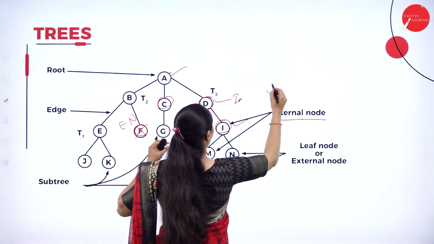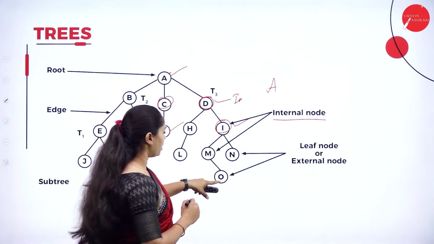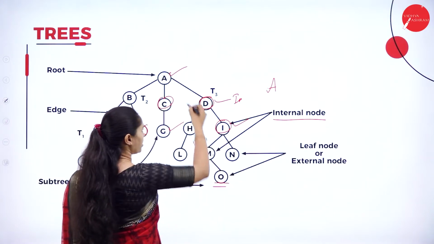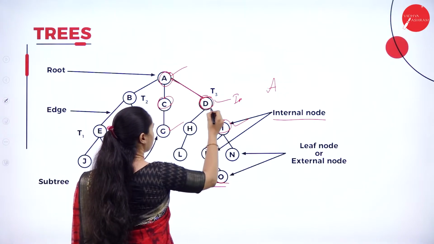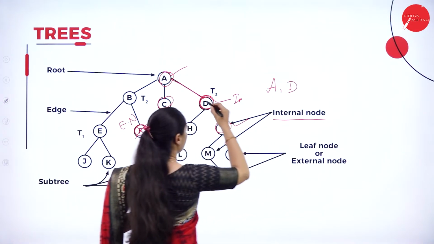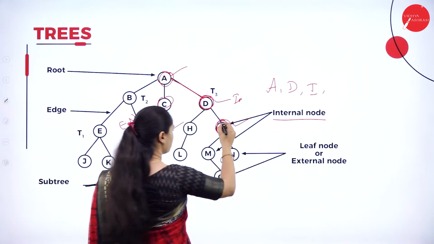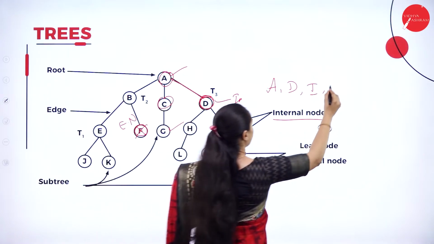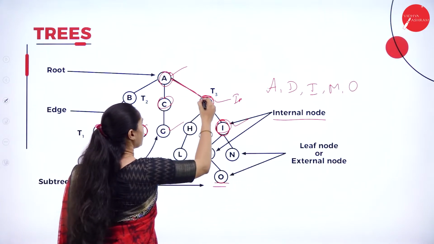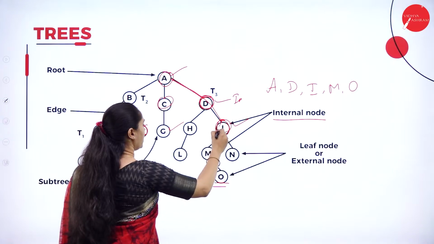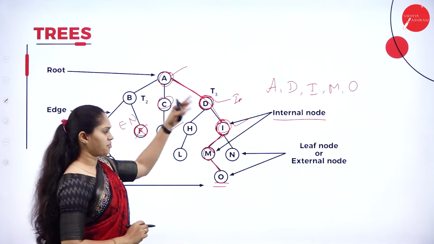Let me take a source called A. From here to here, I need to reach. How can I reach? What is the path for this? So I need to go from A, then I need to go to D. After D, then I need to move to I, right? Then from I to M and M to O. So this is just a path in order to reach O. Fine. This is specifying a path.